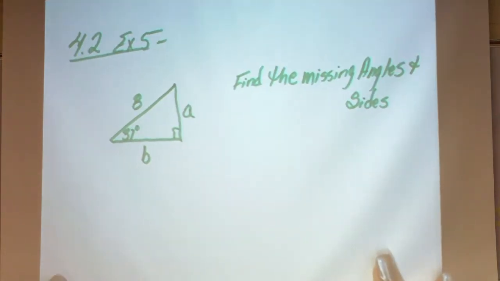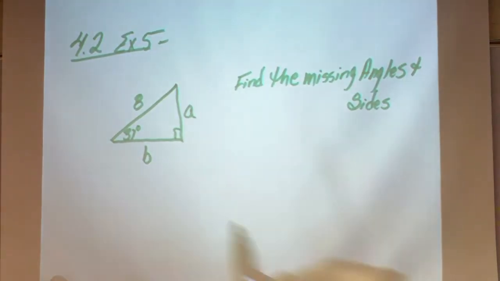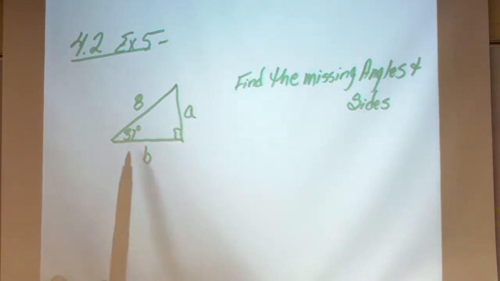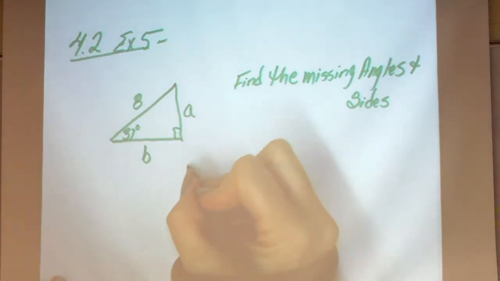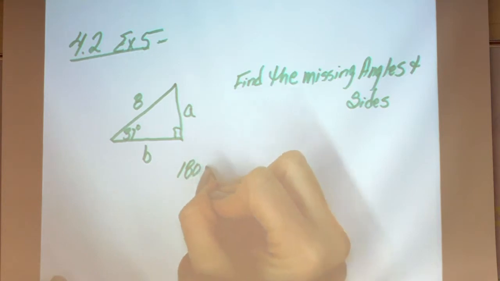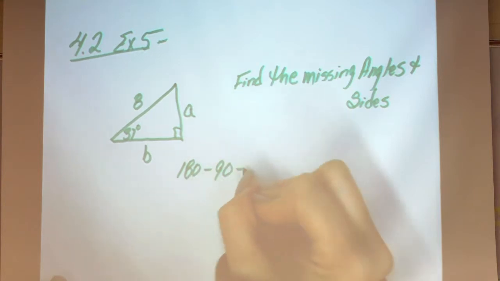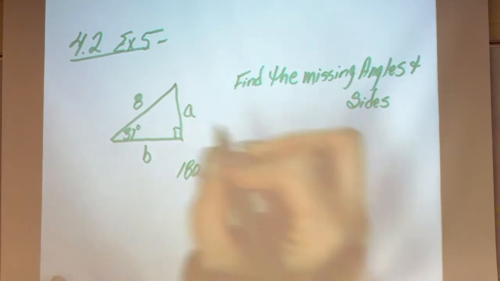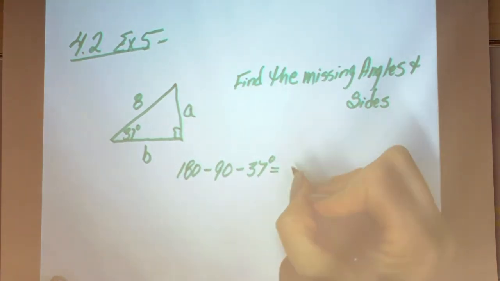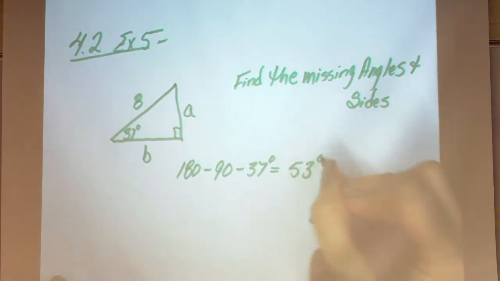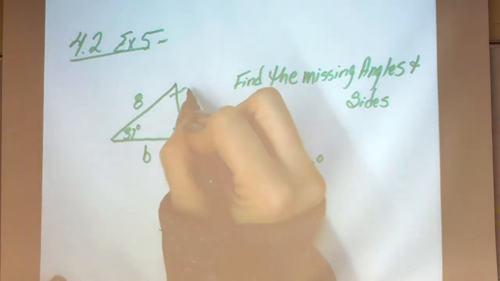Okay, that's what we're finding. Missing angles and the missing sides. Well, since we have a 37-degree angle here, and we know this is 90, we can do 180, subtract 90, subtract 37, to get our missing angle at the top. Which is going to give us 53 degrees for the third angle. So this angle is 53 degrees.